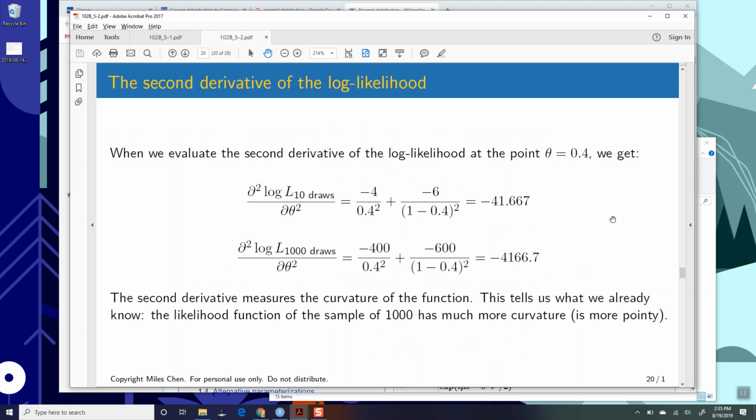So the second derivative with 1,000 draws is 100 times greater than what we have over here. If I plug in this value, 0.4, which is currently our estimate of theta, the second derivative here is negative 41, and the second derivative here is negative 4,167. So we have a lot more curvature for the second derivative here.